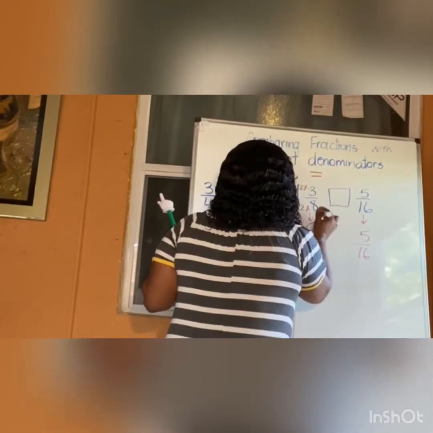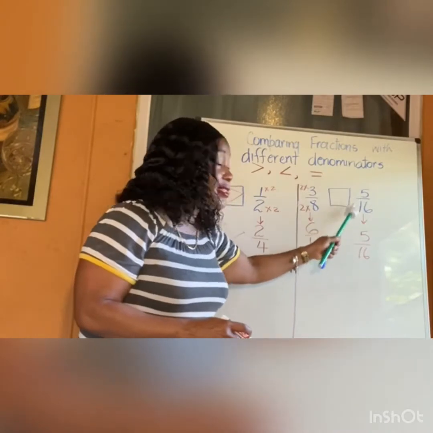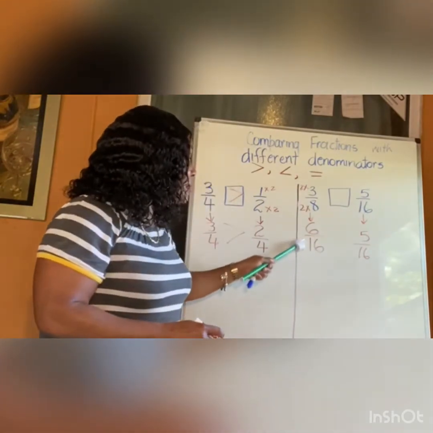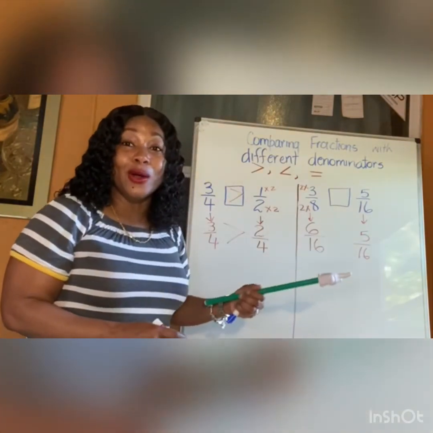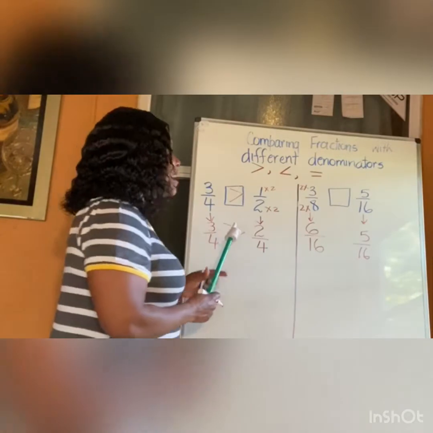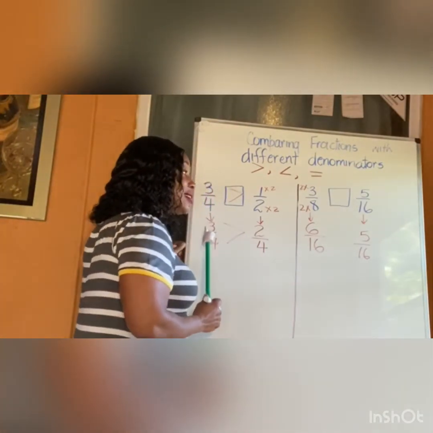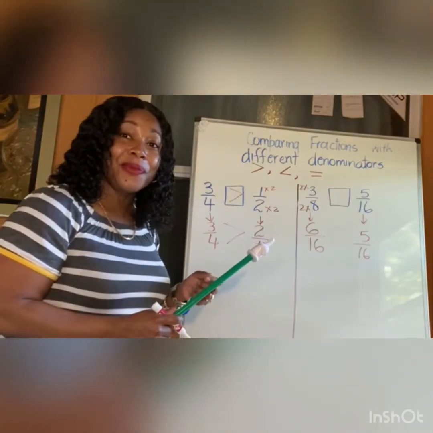So my denominator is now 16. You don't need to do anything to this part because it is already 16ths. We're just renaming this one with an equivalent fraction so that now it is also 16ths. Now that both fractions are 16ths, I can check to see which numerator is bigger or smaller.